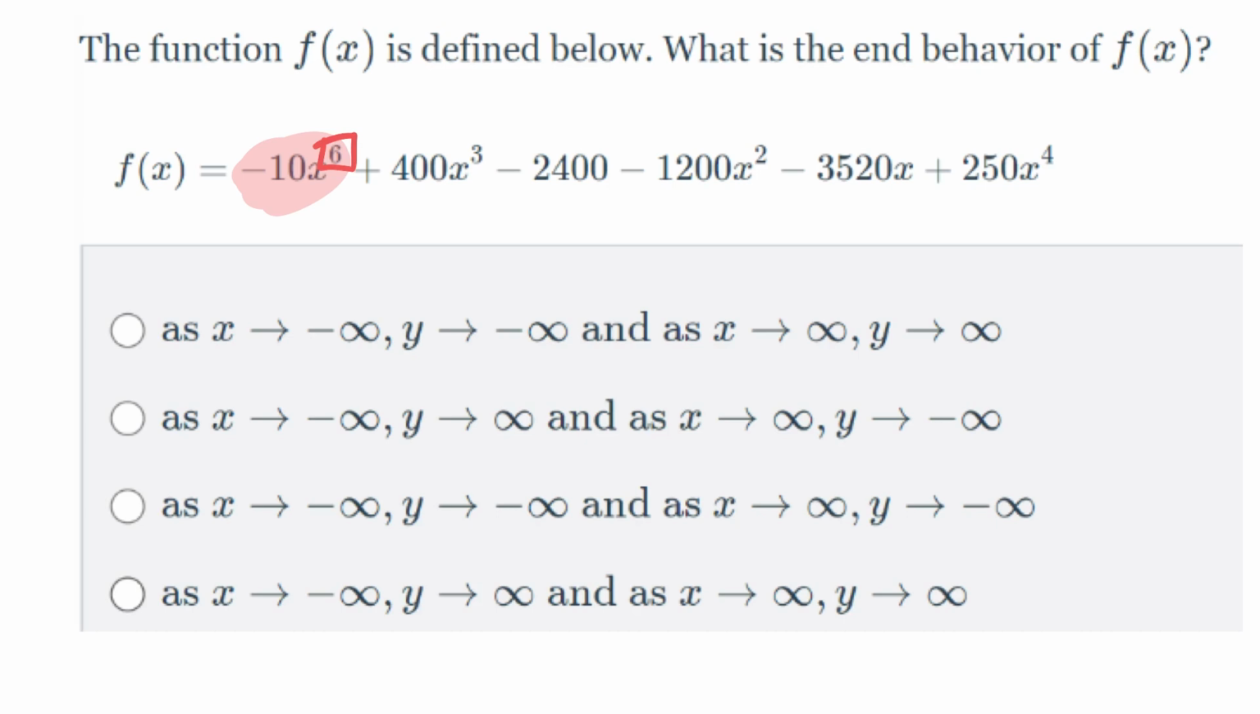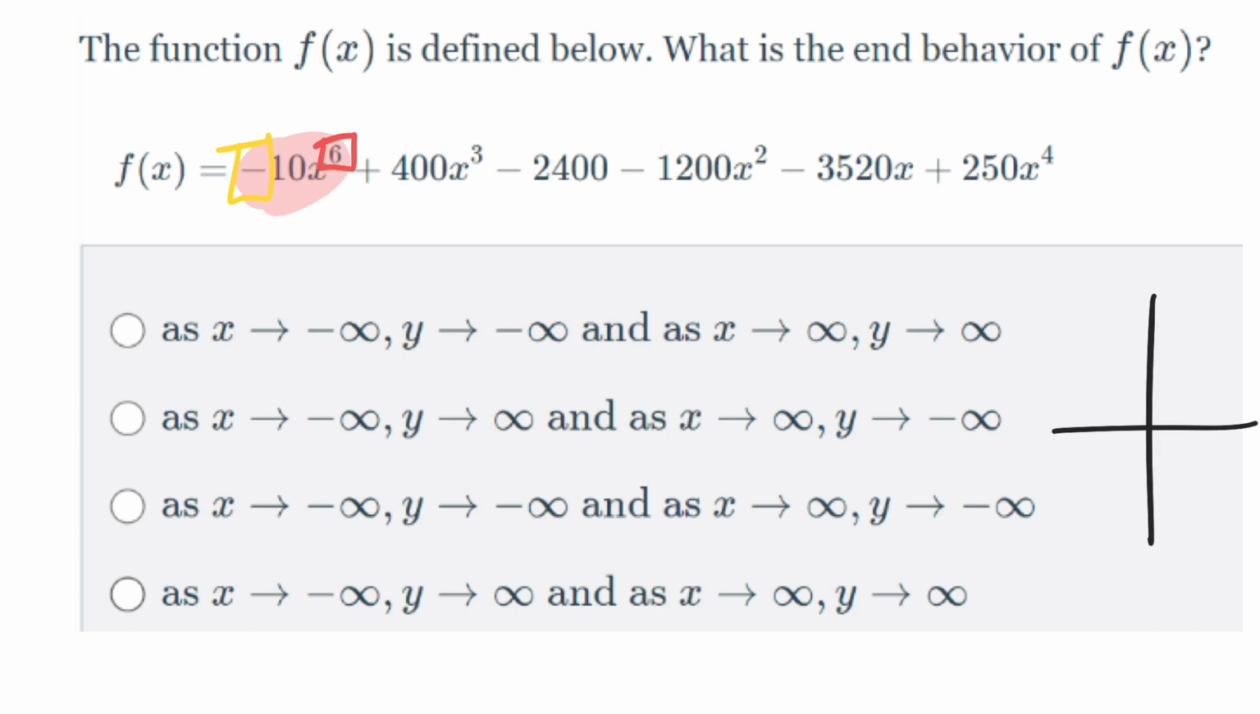6 is an even degree, which means our graph is going to be going and coming out of the same direction. It's either coming in from the top and leaving from the top, or it's coming in from the bottom and leaving from the bottom. Well, how do we decide this? We look at the a value. If the a value is negative, we know that this thing has been flipped.